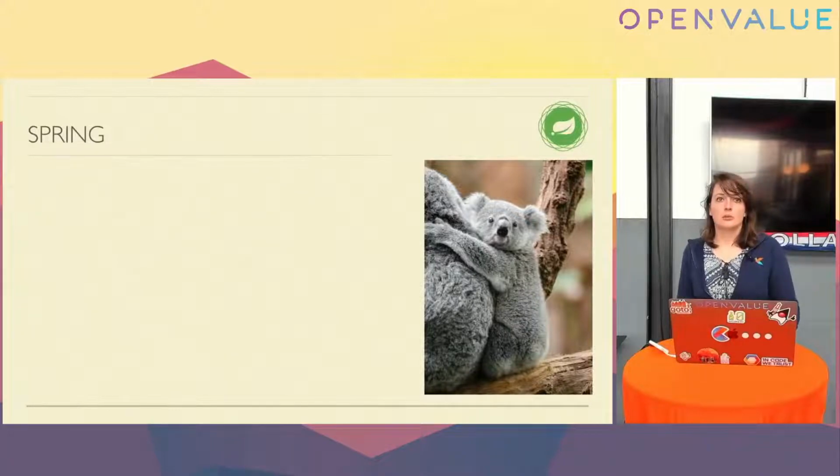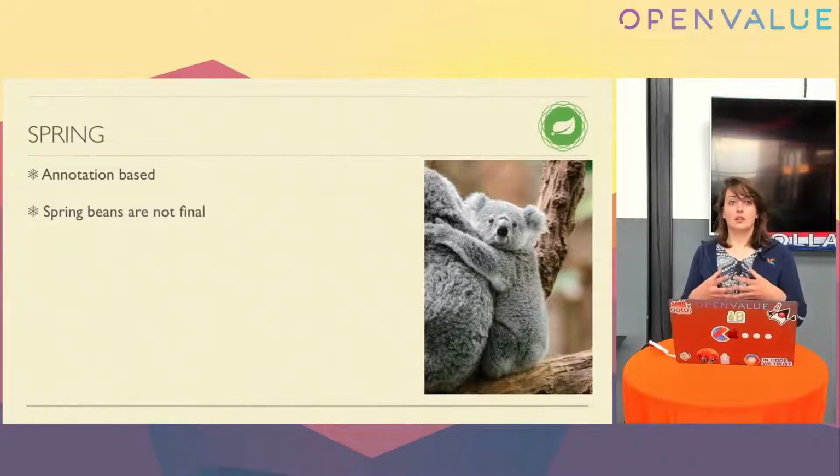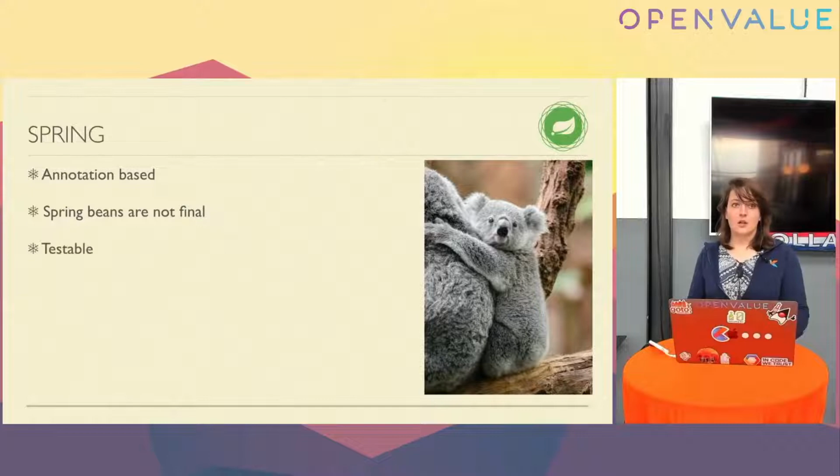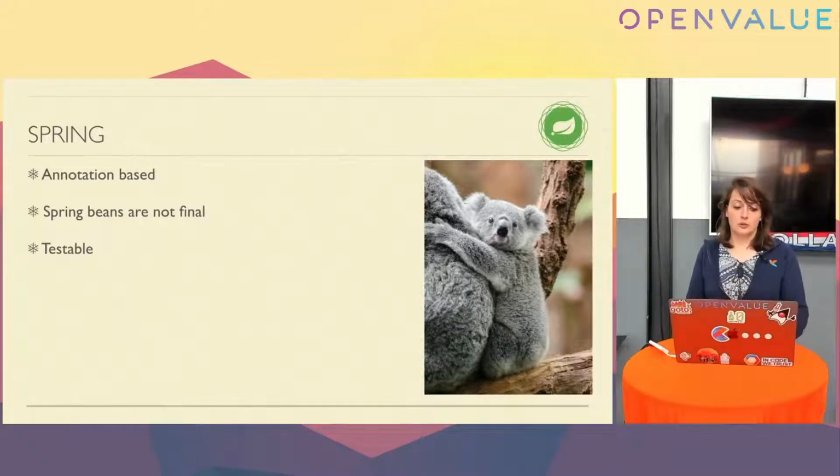Now have a look at Spring. You will recognize some stuff there. Spring is hopping on the Kotlin train as well, so it's a valuable player in the market. Spring is completely annotation based. Spring beans are not final, so that clashes with the fact that Kotlin classes are final by default. And I mention it here as being testable. By testable, I mean that a lot of testing frameworks assume you're using Spring and will integrate pretty well with Spring as well.